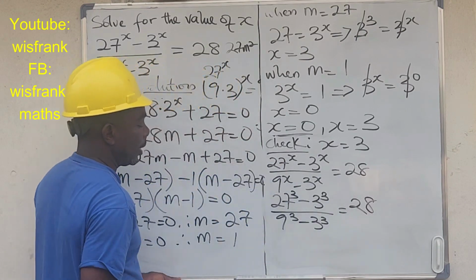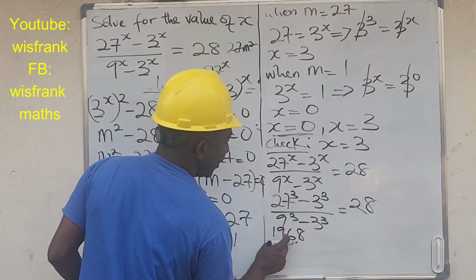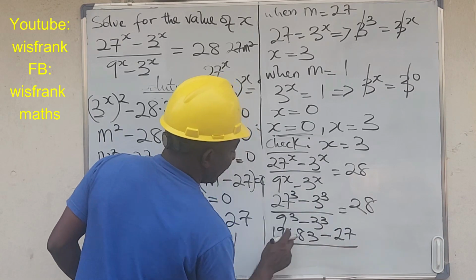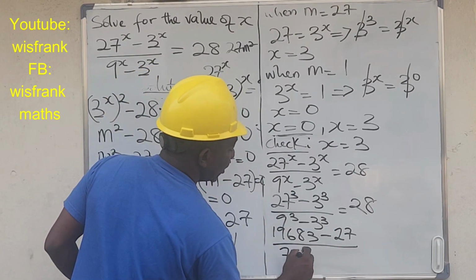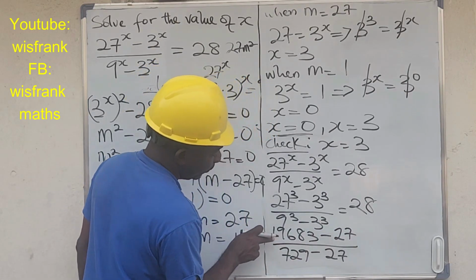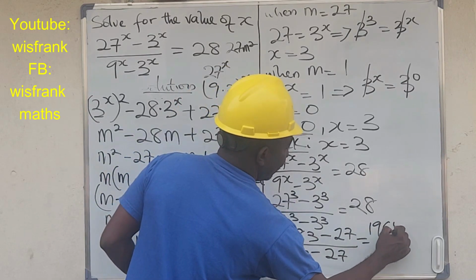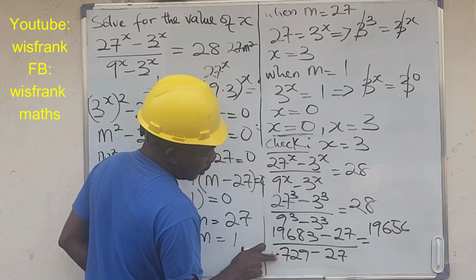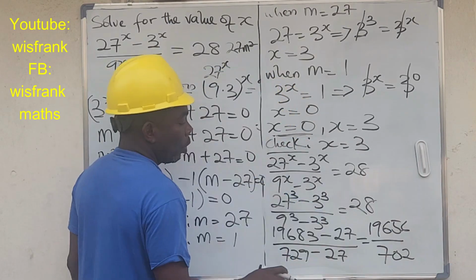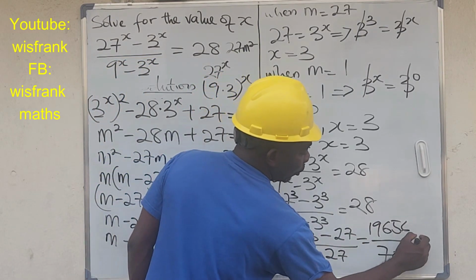So this is the right hand side. So in this case, when we punch our calculator here, we have 19,683 minus 3 raised to the power of 3 is 27. All over 9 raised to the power of 3 is 729 minus 3 raised to the power of 3 is 27. So in this case, 19,683 minus 27 is going to give us 19,656, all over 729 minus 27 is going to give us 702. So here, when we punch our calculator, 19,656 all over 702 is going to give us 28.